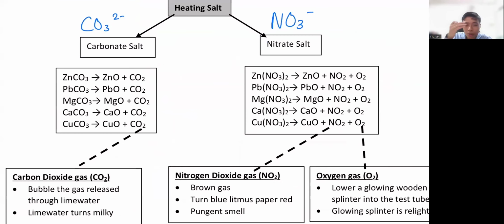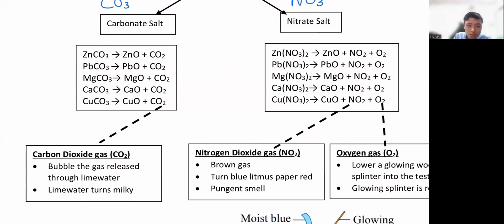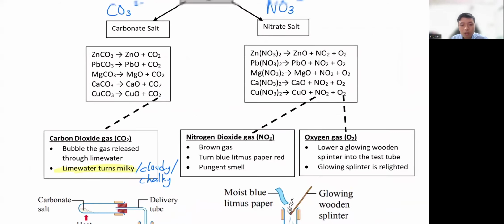For example, when I heat carbonate, I will get carbon dioxide. This is a certain one. How do we test carbon dioxide? Sometimes they won't give carbon dioxide, sometimes they won't give carbonate. Usually you see lime water turn cloudy. What's the gas? So you know it's carbon dioxide gas. Either milky, cloudy or chalky, all are the same, all pointing towards carbon dioxide.